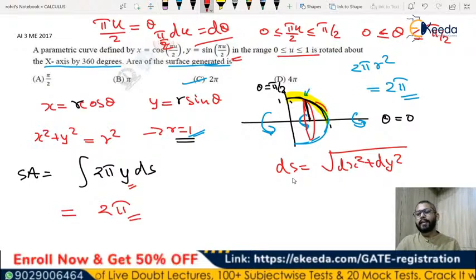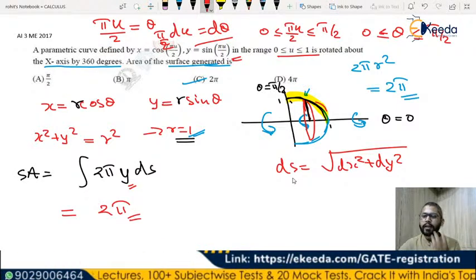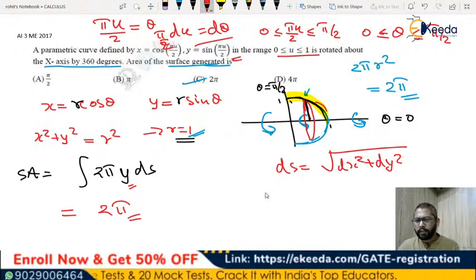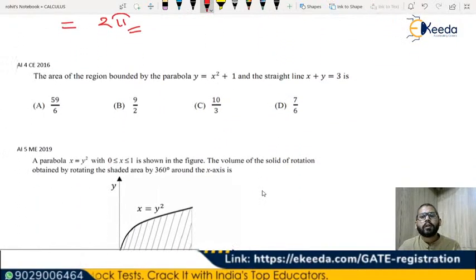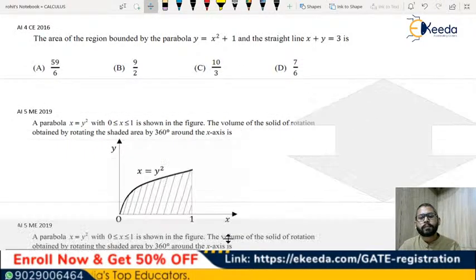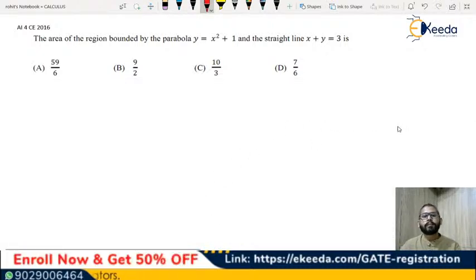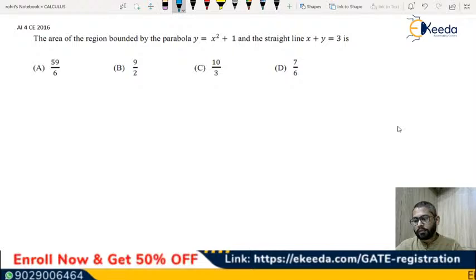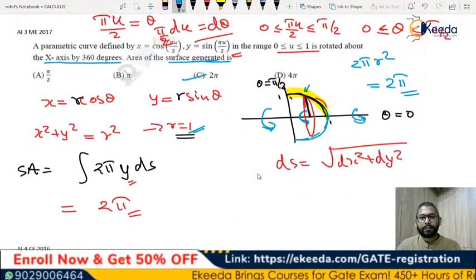Right, so you need to have an understanding of what picture or what curve you are getting. Sometimes it helps you. So this 2 marks question can be done in 30 seconds maybe, or maybe less than that. Let's move to the next question. What was the option correct? B. B was pi. Yes.